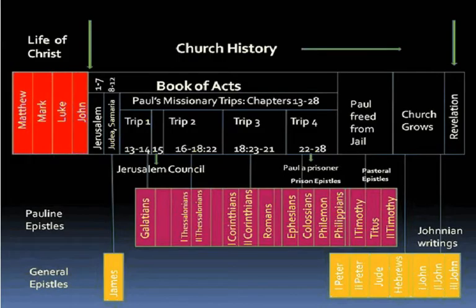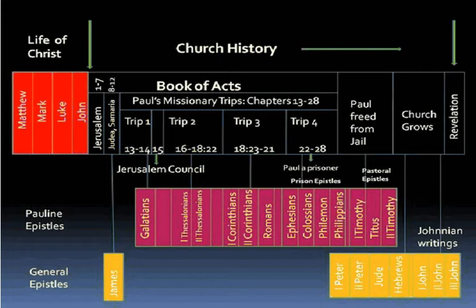Here we have a nice chart of the overview of church history in the book of Acts in the New Testament. First of all, we have the life of Christ in the Gospels. Then we have church history in the book of Acts. And during this time, there's a number of epistles or letters that are written. There are the Pauline epistles written by Paul. And then there are the general epistles written by others like Peter, Jude, James, and John.